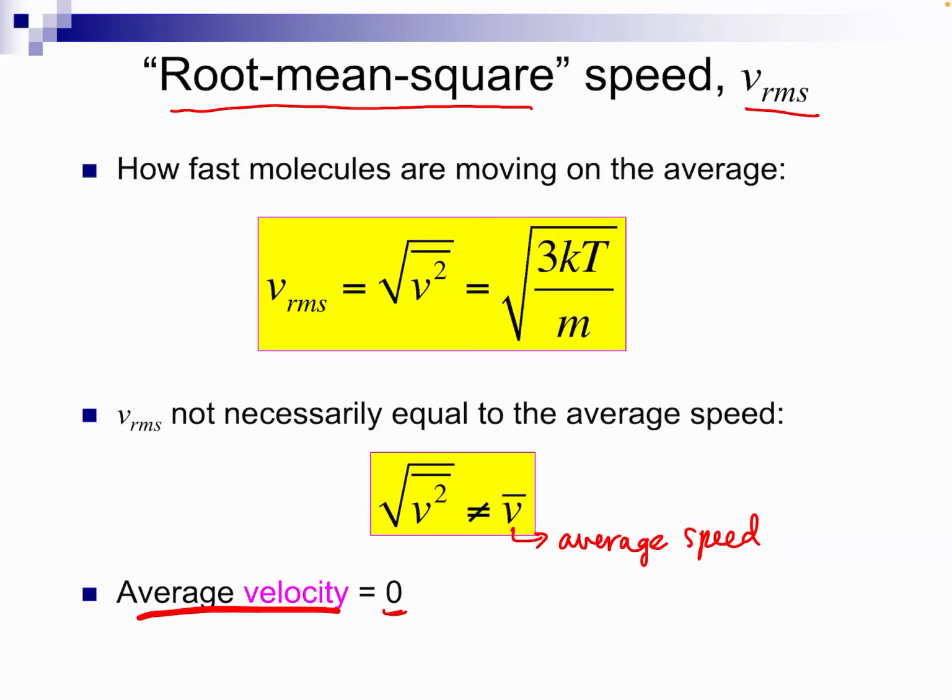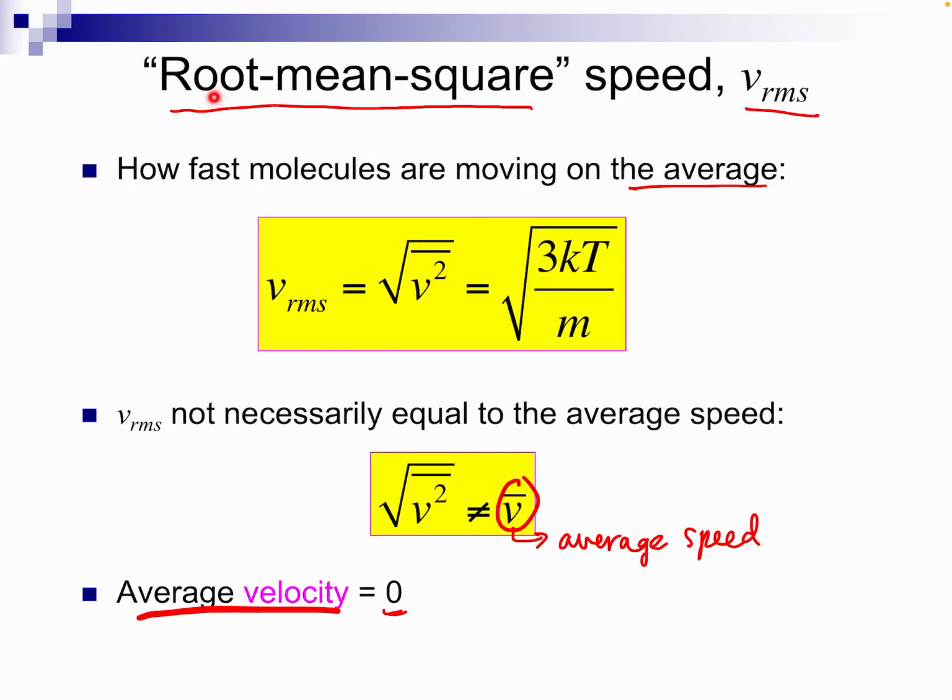Slightly different way of saying it, but average speed and how fast they are moving on the average mean different things. So average speed, this is how you calculate the average speed, the usual way. Add up all the speeds and divide by the number of gas molecules. Whereas for the root mean square speed, you first have to get the square of the speed, then get the average, then get the square root.